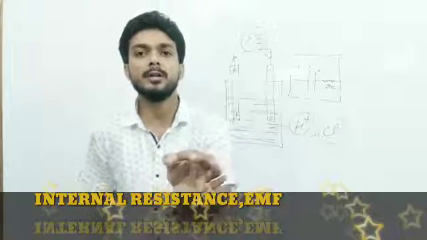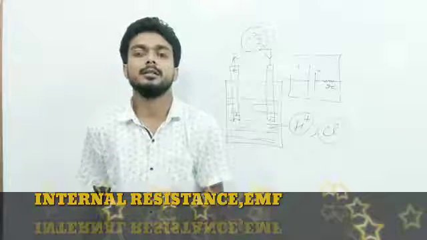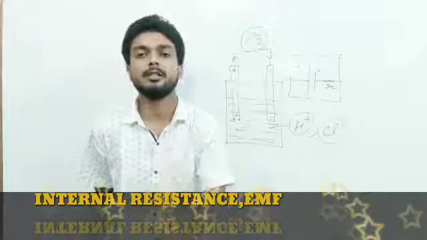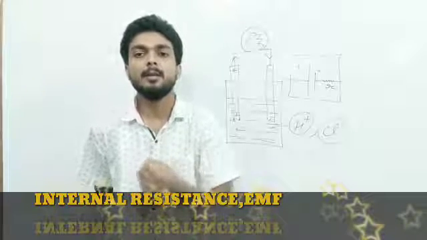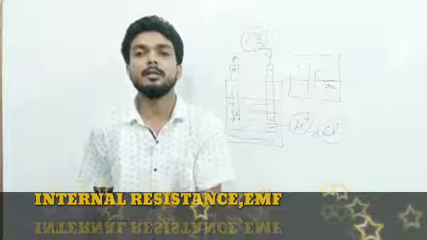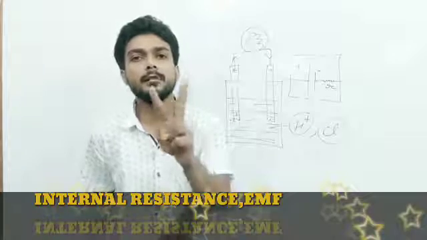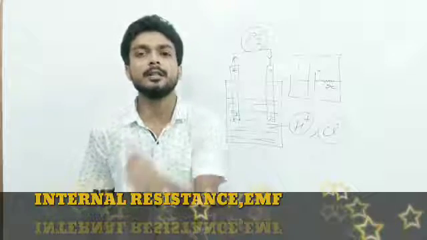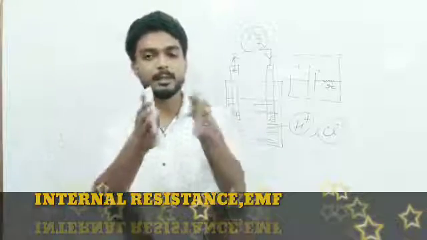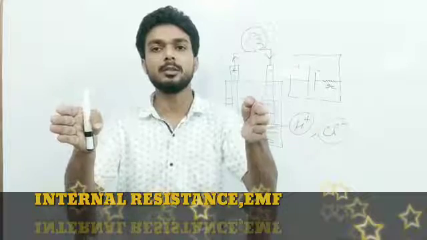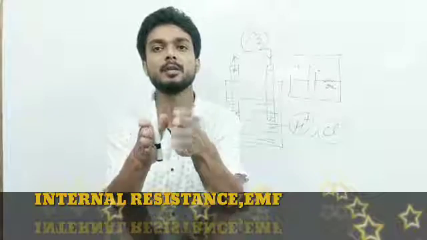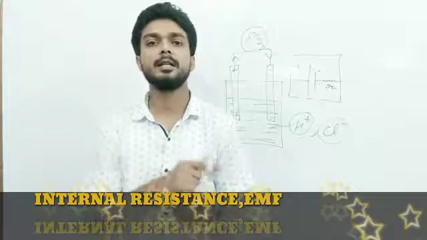Higher the concentration of electrolyte, higher will be the internal resistance, because as we use a high concentration electrolyte, there will be a greater amount of ions, and due to the excess amount of ions there will be more resistance. Second one is that internal resistance is directly proportional to the separation between electrodes. If you increase the separation between electrodes, then internal resistance will increase. If you decrease the separation between the electrodes, internal resistance will decrease.